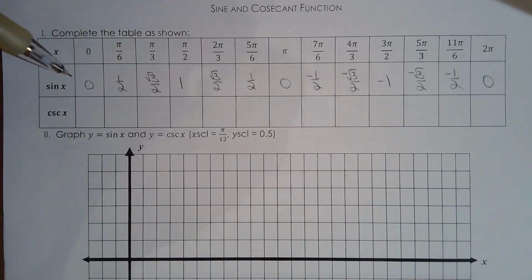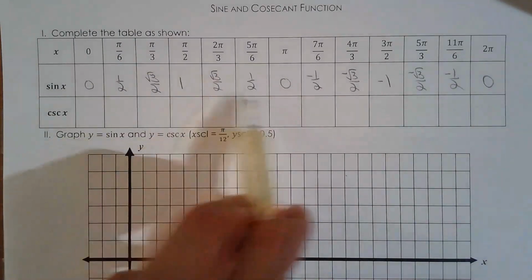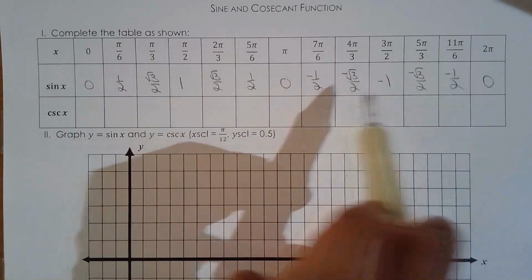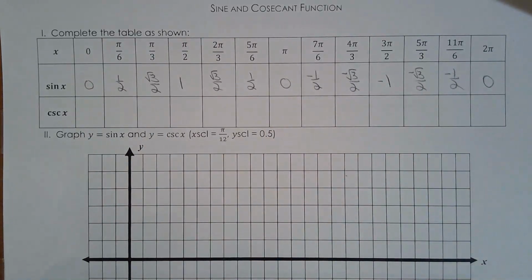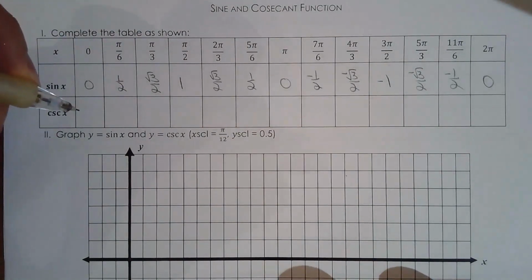Let me just verify. This makes sense because this is quadrant 1 where sine is positive. This is quadrant 2 where sine is positive as well. Quadrant 3 is negative. Quadrant 4 is negative. Perfect. Everything checks out. So now let's do cosecant. From sine to cosecant is pretty easy. Just take the reciprocal of all the ratios.